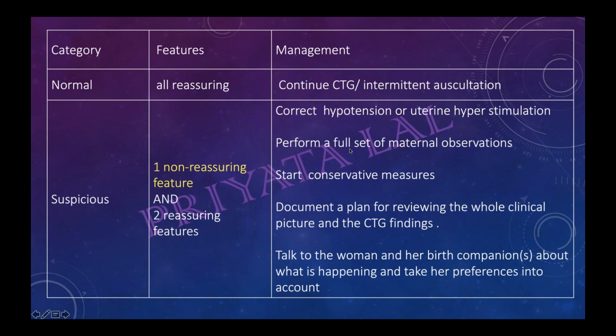So you have to examine the patient and start with conservative measures. Whatever you are doing, you have to do documentation, keep the mother and birthing partner always involved, and ask what they want, their wishes. This is again from the guidelines, and you have to remember it in the same hierarchy, because sometimes they will ask what you do next. So the answer will come from here only. One non-reassuring feature is suspicious, and this is the management for suspicious CTG.